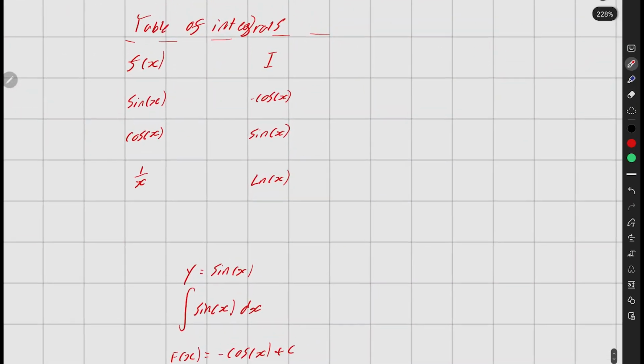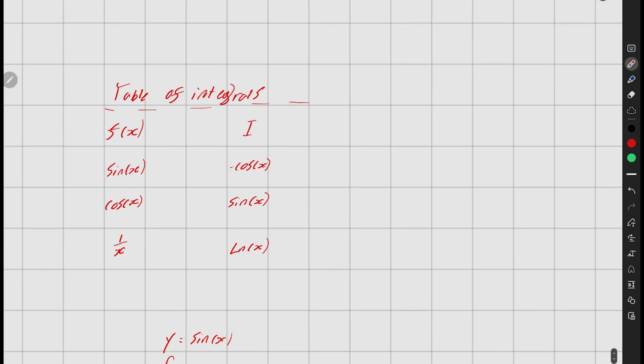But that sounds good. I think we'll wrap up for this video. So that's just your basic introduction to integration. So I've shown you the basic power rules and a few table of integrals. So I hope you learned.